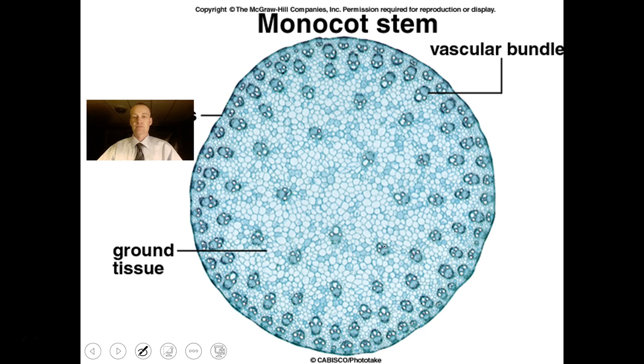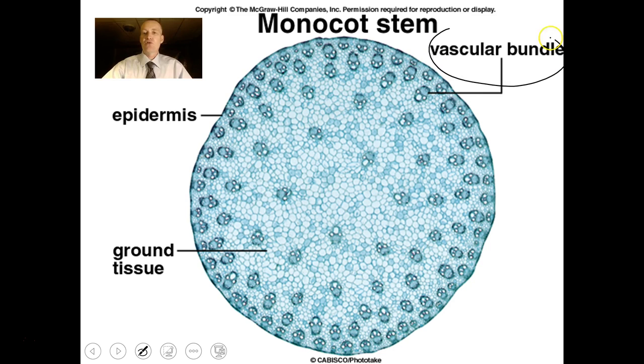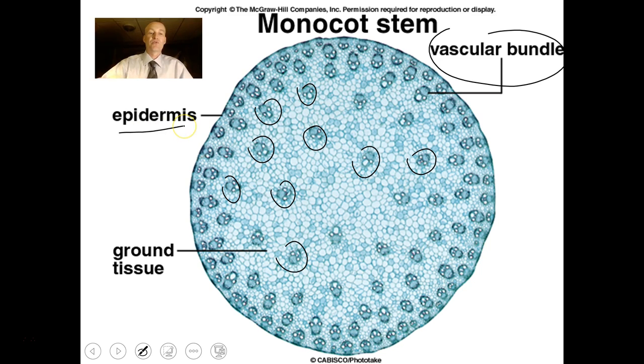So monocots have a little different arrangement of their stems. The vascular bundles are kind of randomly spread throughout the ground tissue. So you can see here, here, and here, and here, and here are the various vascular bundles. Here's the epidermis. So know the differences between monocot stems and dicot stems. They have a very different arrangement to them.